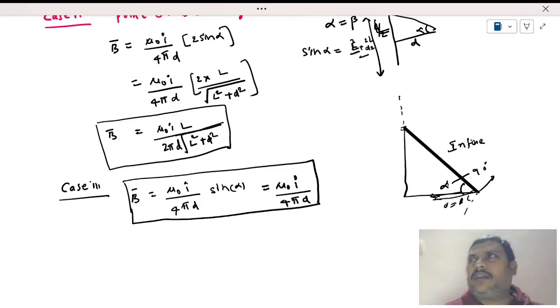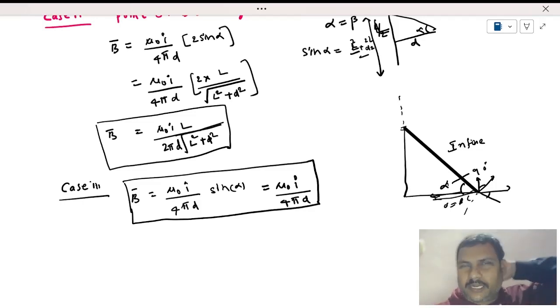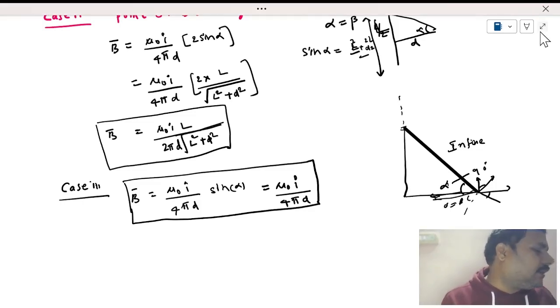If it is at any other angle, then we have to find B as bx i cap plus by j cap. For example, for a finite length, not an infinite length, B has two components, bx and by, with this angle, right? So I have to find bx and by. Here two components are there, dB along the x-axis and dB along the y-axis. So dB will be mu naught I by 4 pi d into sin alpha, where alpha is up to 45. This is related to the straight conductor and the Biot-Savart Law.